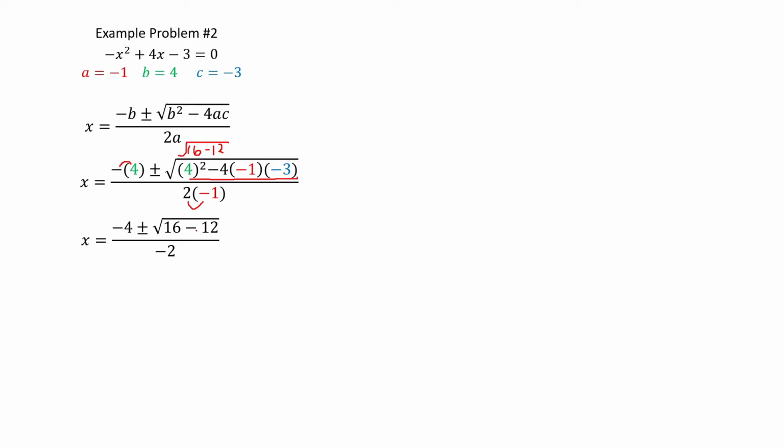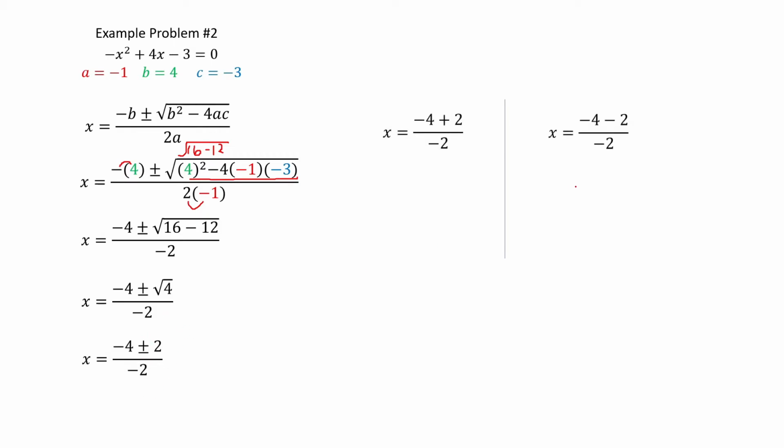And find the difference. 16 minus 12 will be 4, right? And the square root of 4 will be 2. And we will separate it by positive and negative side, just like here. And now we will add negative 4 to 2. And this will be negative 2 divided by negative 2. Negative divided by negative will be positive. It's like multiplication. It will be 1.